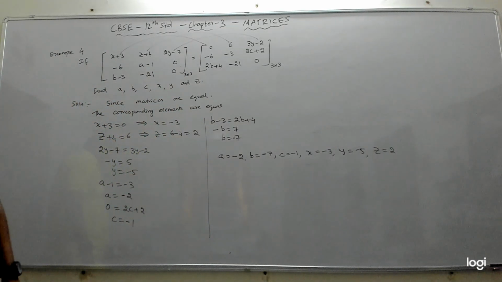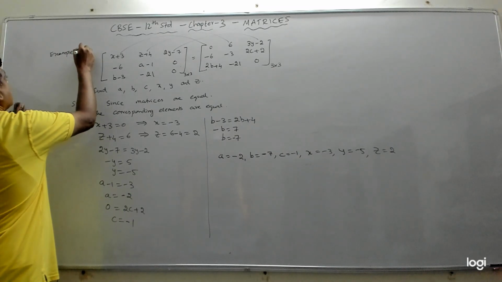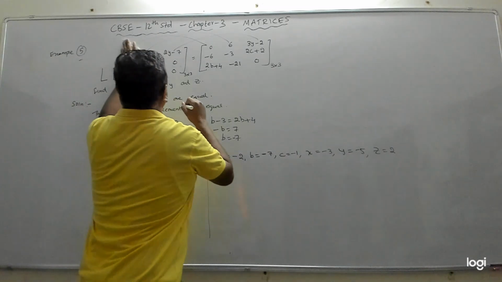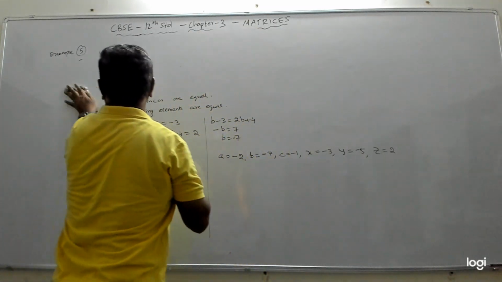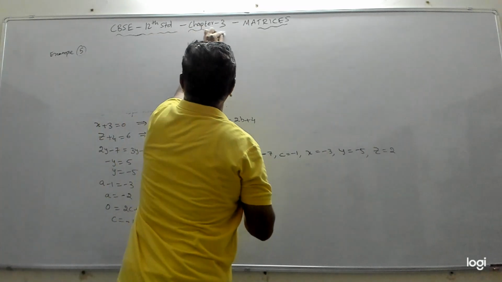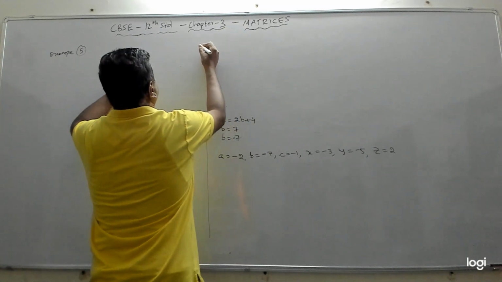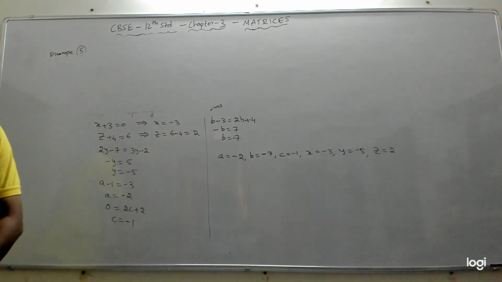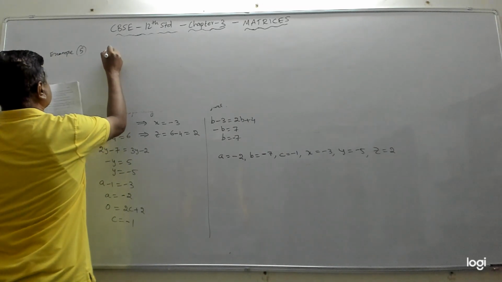Now we will go to the next problem, the fifth one, example 5. If you can copy this, erasing, going to the fifth one. So what is example 5? Again two matrices are given. Find the values of A, B, C, D. So they have given this.